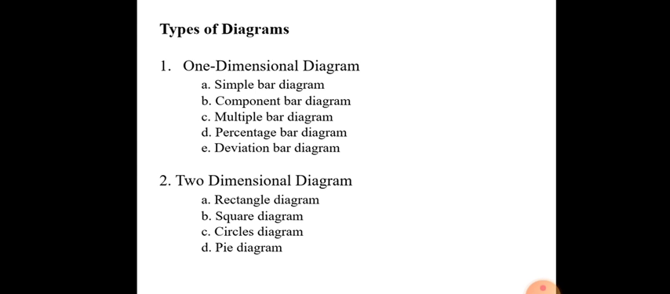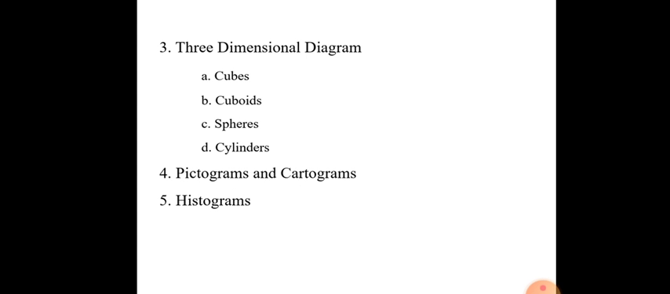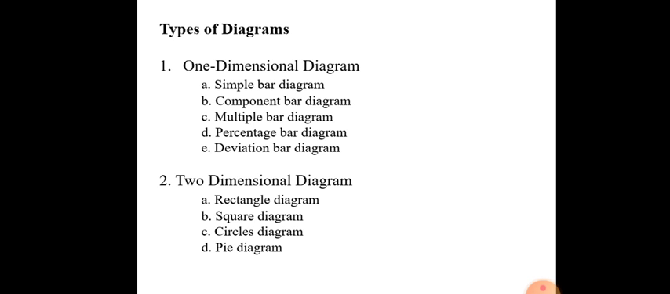Okay, so the first one is a one dimensional diagram, the second one is a two dimensional diagram, the third one is a three dimensional diagram, the fourth one is pictograms and cartograms, and the last one is histograms. Now see, the first one is the one dimensional diagram. It includes simple bar diagrams, compound bar diagrams, multiple bar diagrams, percentage bar diagrams, and the deviation bar diagram. So these are the 5 diagrams under the one dimensional diagram.